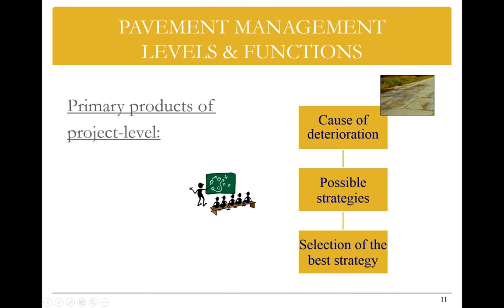So the flow chart, when it comes to the primary products of the project level, first of all, I think the picture here, I showed it in chapter 1. This is to show the cause of the deterioration. Once you gather the data, you need to know what's the reason behind having such a problem, which is eventually going to allow you to discuss with other engineers what would be the possible strategies to fix that problem, and eventually you would need to select the best one to go for.